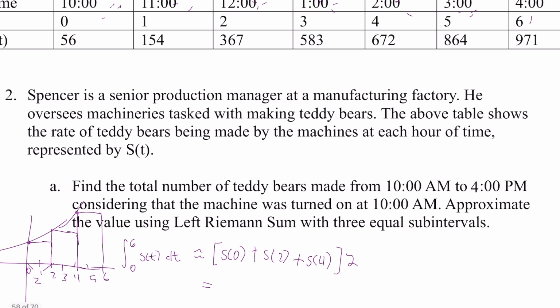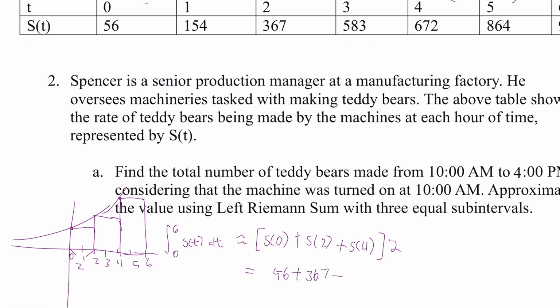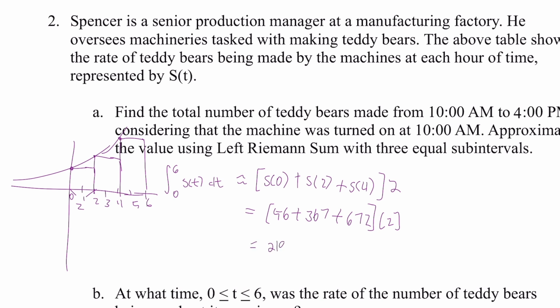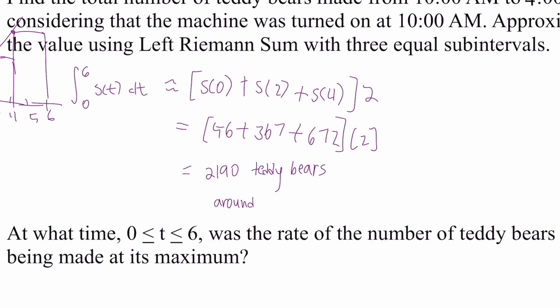We're going to say that's equal to 56 plus 367 plus 672, all multiplied by 2. Okay, so we're going to use our calculator. 56 plus 367 plus 672. We get 2190 teddy bears. Approximately 2190 teddy bears are made.